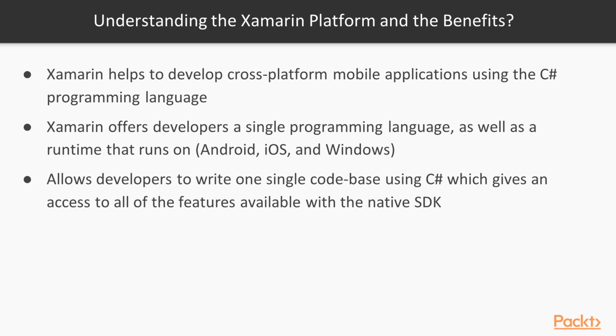So let's understand the Xamarin platform and the benefits. Xamarin is essentially a framework that enables you to develop cross-platform mobile applications using the C# programming language. Xamarin also offers developers a single programming language, as well as a runtime that runs on Android, iOS, and Windows, that gives you an app that looks, feels, and behaves completely native. Xamarin also allows developers to write one single codebase using C#, which gives you access to all of the features available with the native SDK.